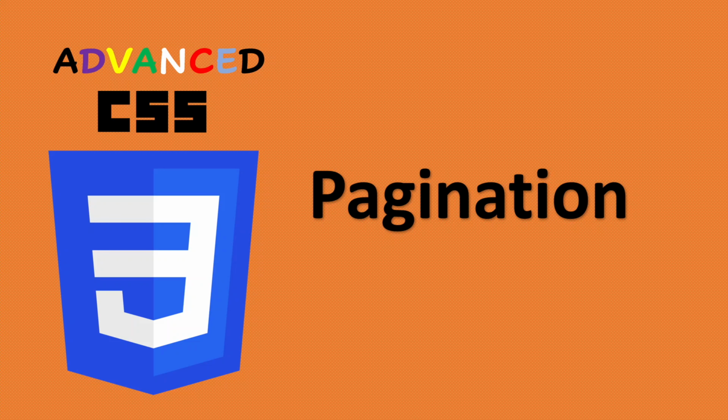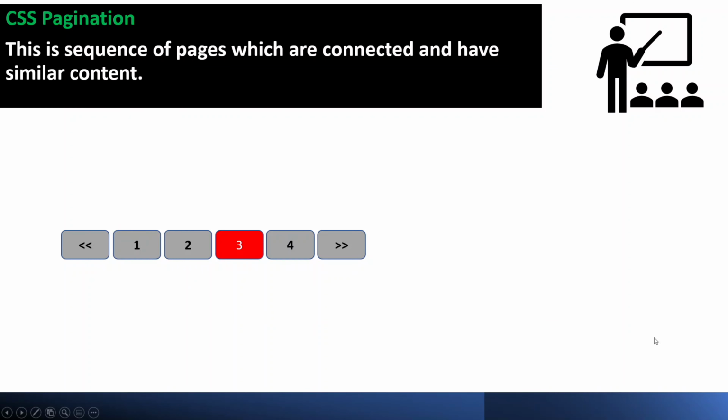And let's see what pagination is. Pagination is a sequence of pages which are connected and have similar content. If you have a lot of pages, you may wish to add some sort of pagination which would group these pages together. Most of you have seen this at the bottom of most web pages: when you click it, it takes you to the next page with similar content, and you can go to the first page or the last page or whatever. So this is what we are going to be coding, the CSS styling of this view that you see here.